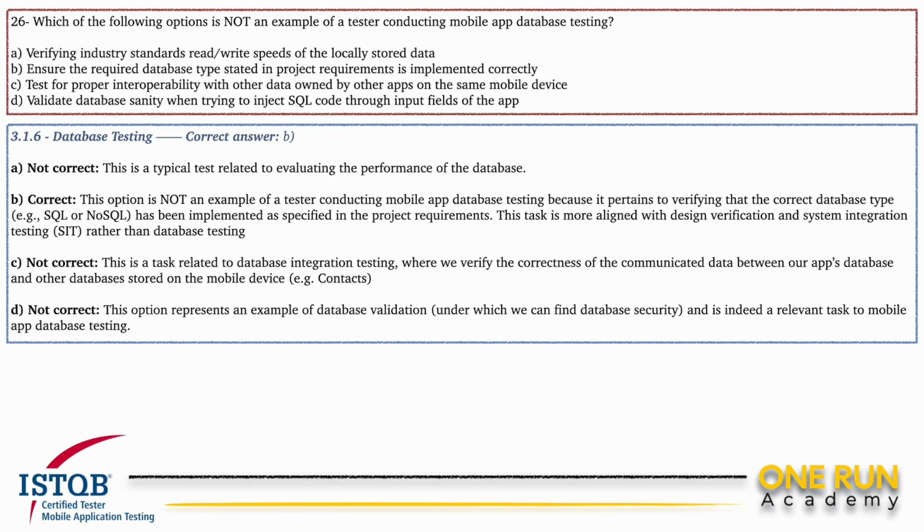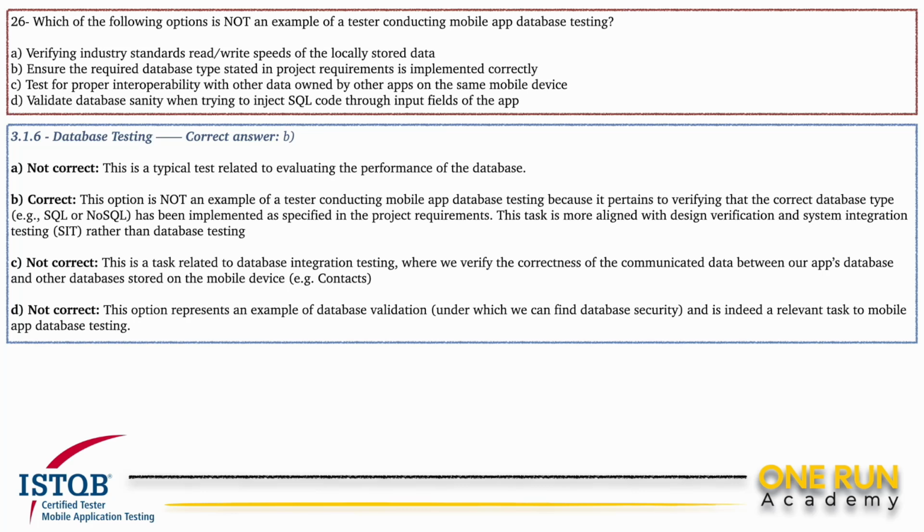Okay, let's quickly encounter option C, which does represent a task relevant to mobile app database testing. Interoperability testing involves checking whether the app's database can correctly interact with data from other apps on the device. This ensures that the app can access, share, and synchronize data across different databases, which is essential for maintaining data integrity and functionality. So, option C is not the correct answer, matching our expectations.